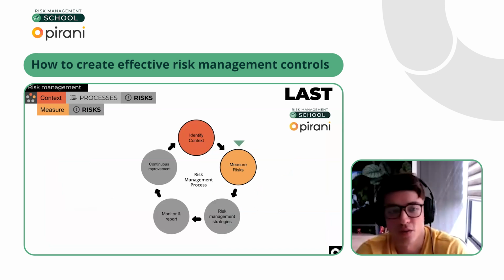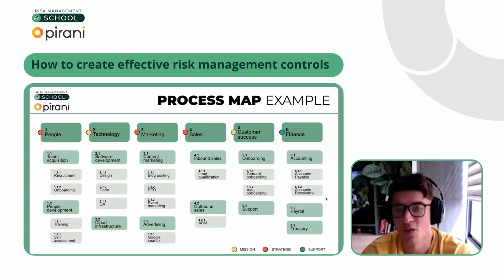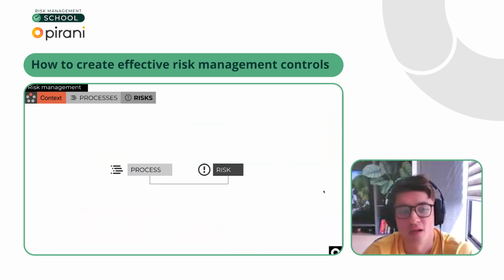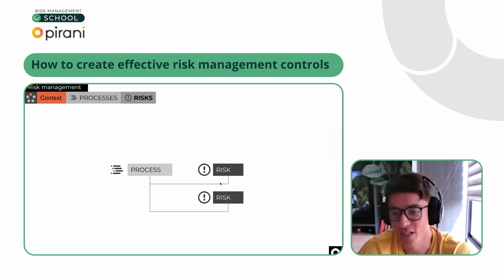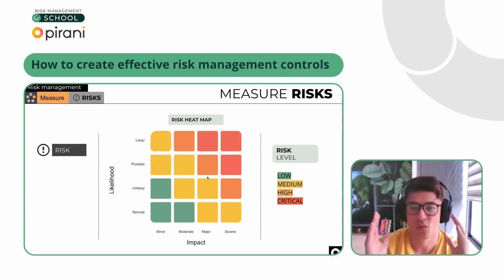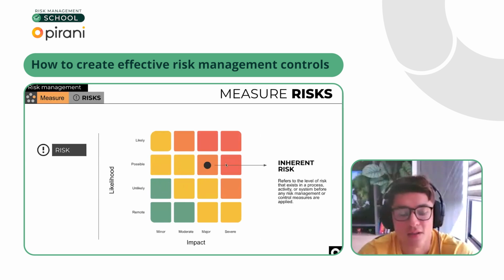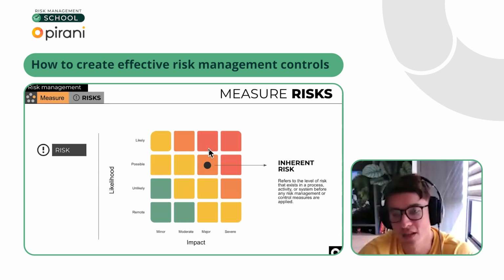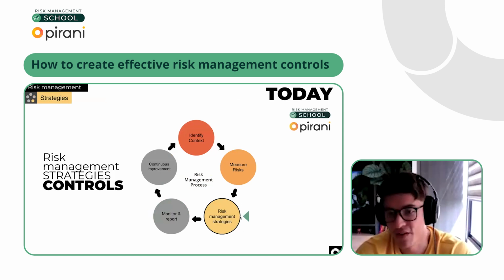So we learned what the process map of my company is. How can I categorize those processes? We also learned that once we identify the processes of my company, we can link or associate the risks that my company or the process is exposed to. We can associate as many risks as we need for every process. We learned how to measure or rate those risks in the risk heat map to understand which risks are more critical, on which ones we need to focus. And once we put the risks in a quadrant in the risk heat map, we have the inherent risk. So today we're going to talk about the third phase in the risk management cycle.